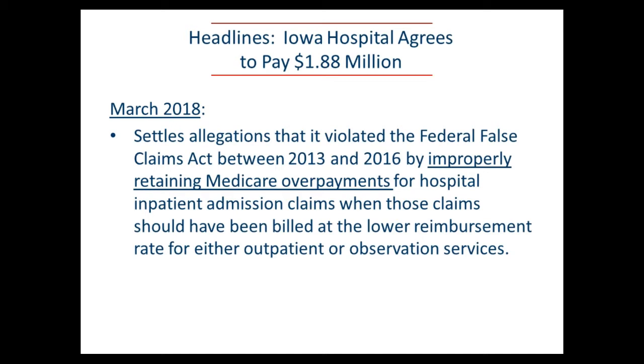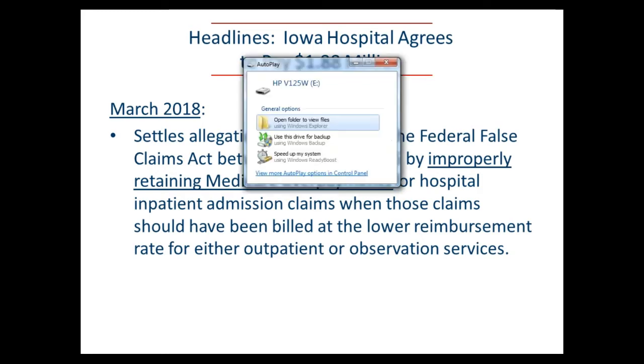So just last month, there was a hospital out in Iowa who paid nearly $2 million to settle allegations that it violated the Federal False Claims Act for a number of years by improperly retaining Medicare overpayments in connection with inpatient claims that were billed, but should have been billed at a lower reimbursement rate, either the rate for outpatient services or the rate for observation services. And so that goes to retention of overpayment, which, as Jim suggested, is a violation of the Federal False Claims Act. That was just last month.